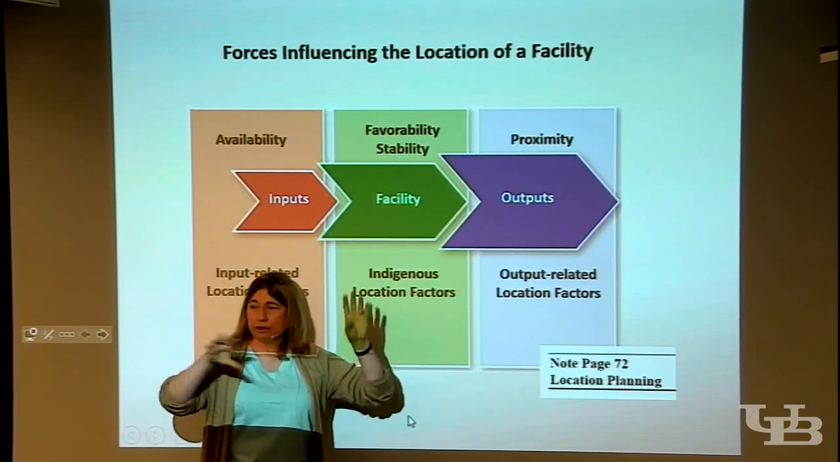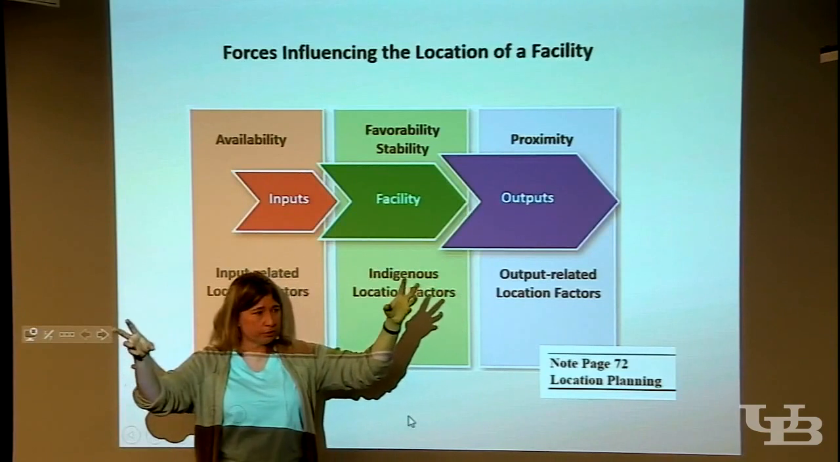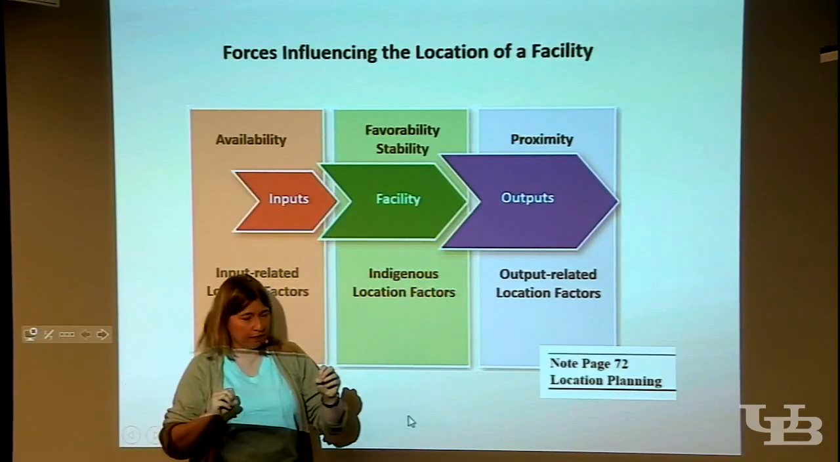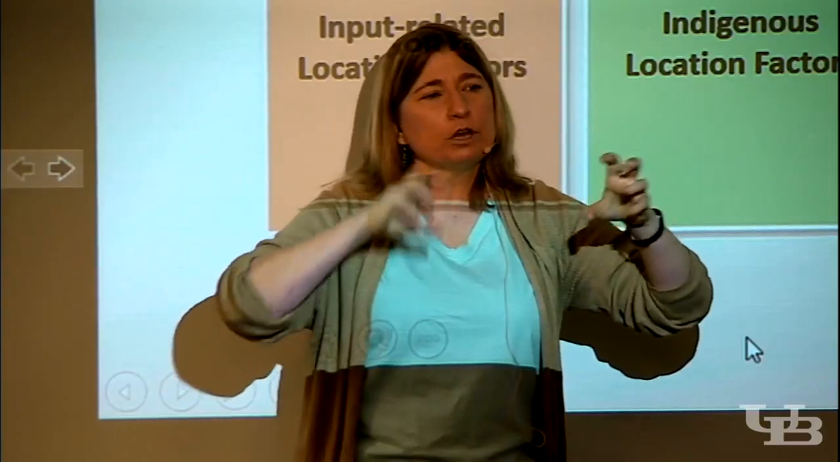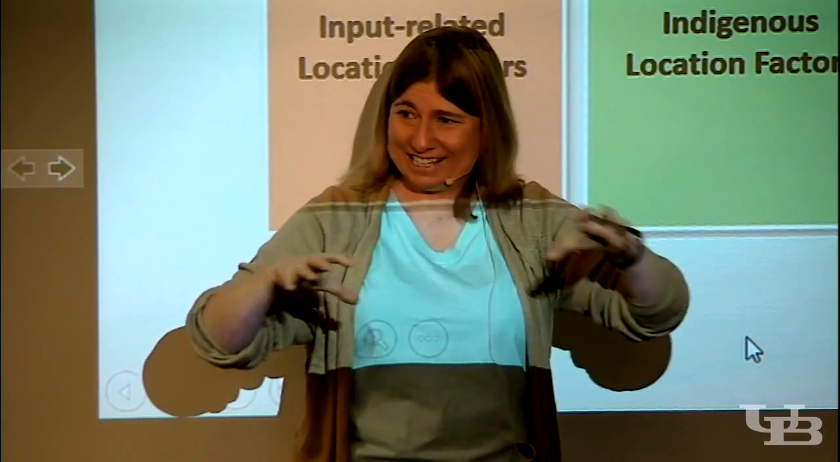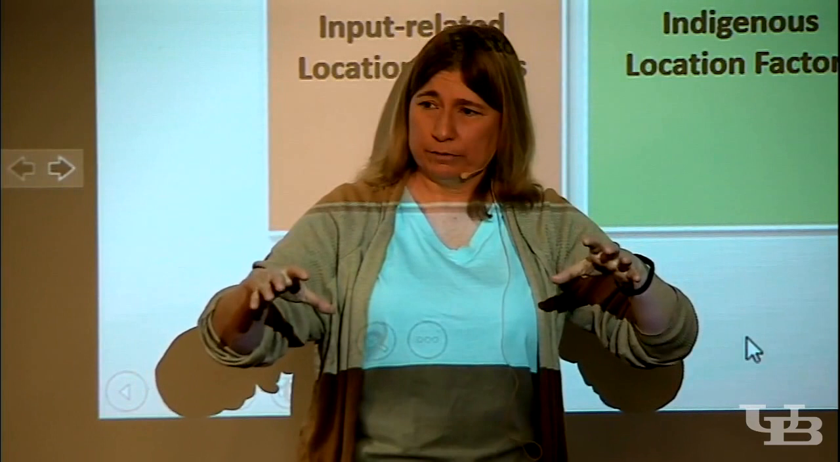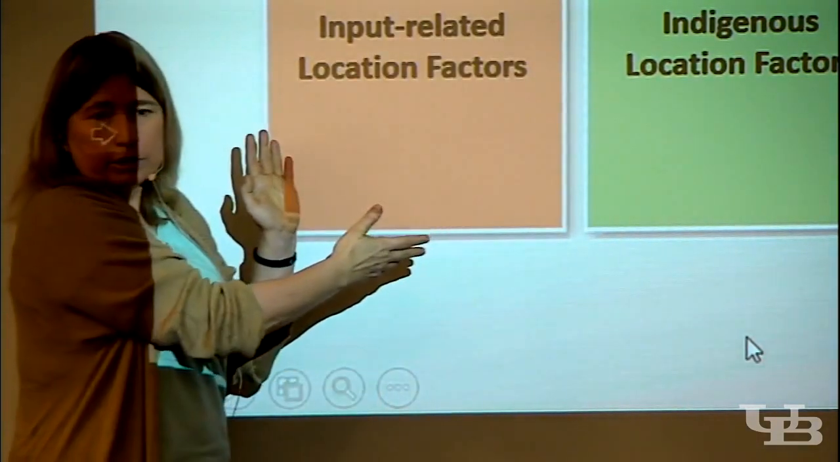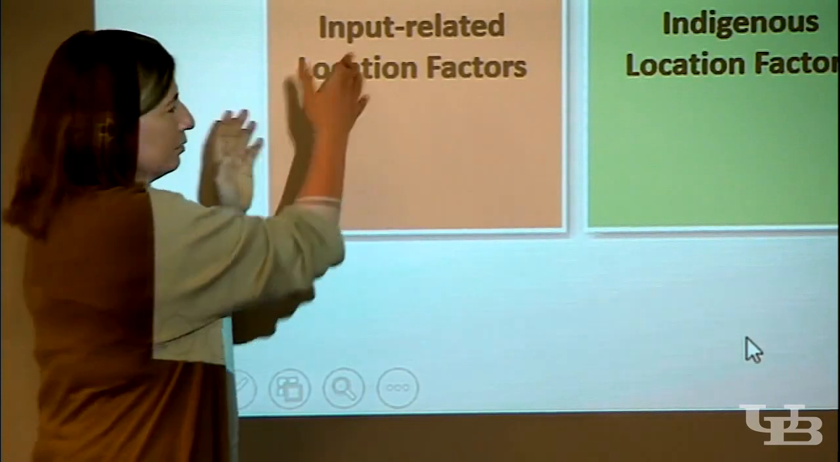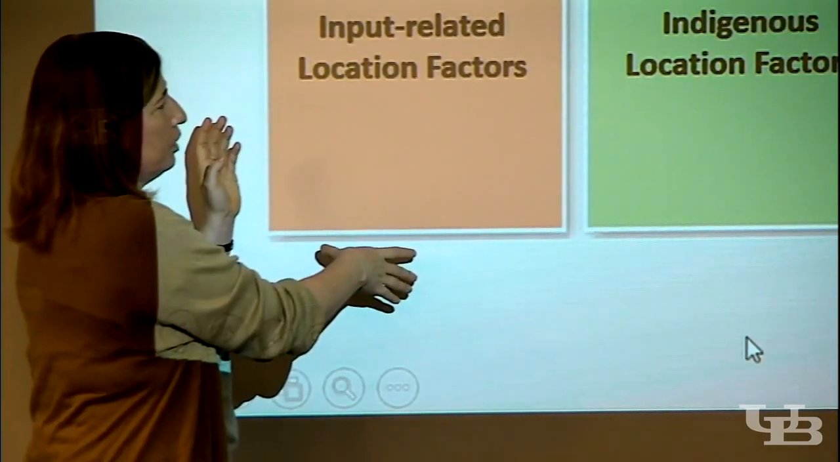Notice both in your notes and in this graphic, there's three groups. Three groups of factors. Each group has a certain amount of influence over the decision. The first group is input-related location factors. Oh, okay, and you see some examples are listed in your notes.